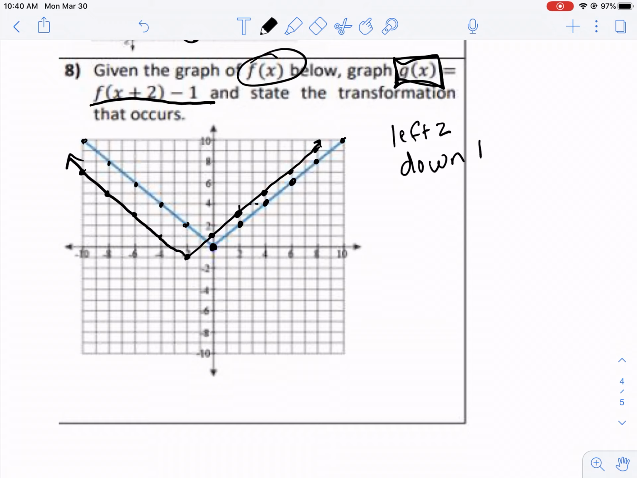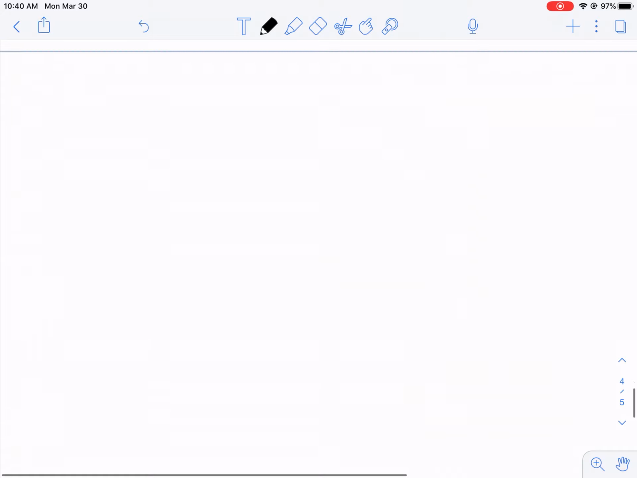All right, and that's what our graph looks like, and we have to label it g of x. All right, that ends the review. I hope you did well.